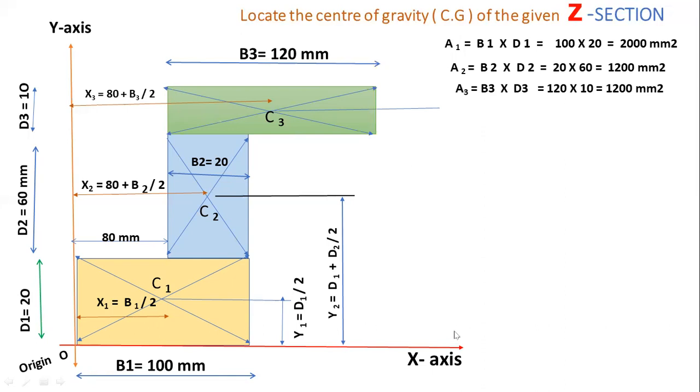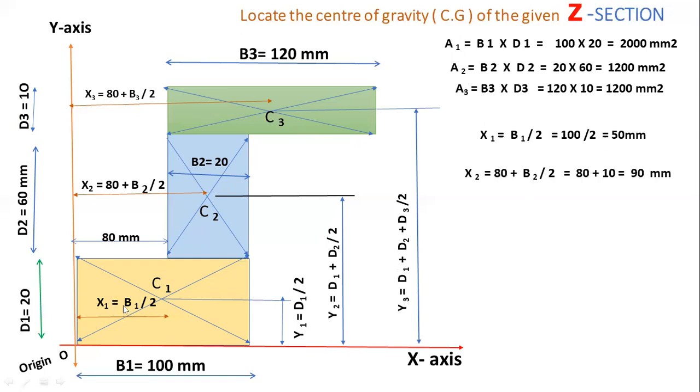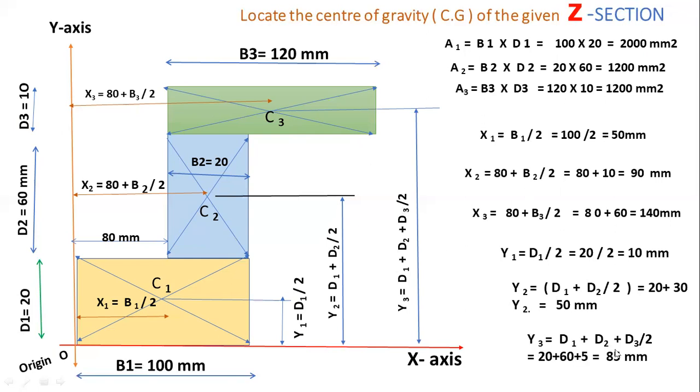Y3 is the distance of centroid C3 from the x-axis. That value equals the height of the bottom rectangle plus the height of the middle rectangle plus half of the height of the top rectangle. So that value equals d1 plus d2 plus half of the depth d3. 20 mm plus 60 mm plus 5 mm, that value equals 85 mm. So y3 equals 85 mm. x1 equals b1 by 2, x2 equals 80 plus b2 by 2, x3 equals 80 plus b3 by 2. In a similar way, y1 equals d1 by 2, y2 equals d1 plus d2 by 2, y3 equals d1 plus d2 plus d3 by 2.